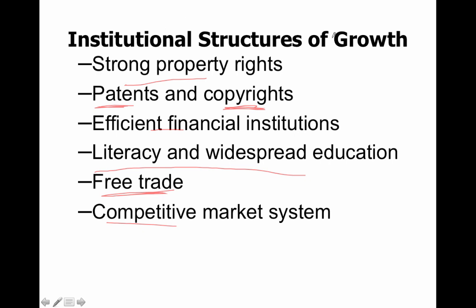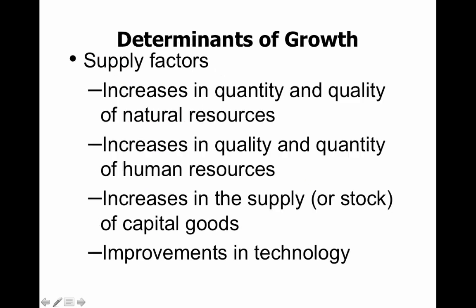These are the institutional structures of growth, and when you look in the underdeveloped world, you can often find that there's not a lot of literacy, especially literacy for women, in much of the underdeveloped world. There's not a lot of free trade. There aren't competitive markets. There are maybe no financial institutions, or at least not efficient ones. And property rights and intellectual property oftentimes are not well respected. So it becomes difficult to grow in that situation.